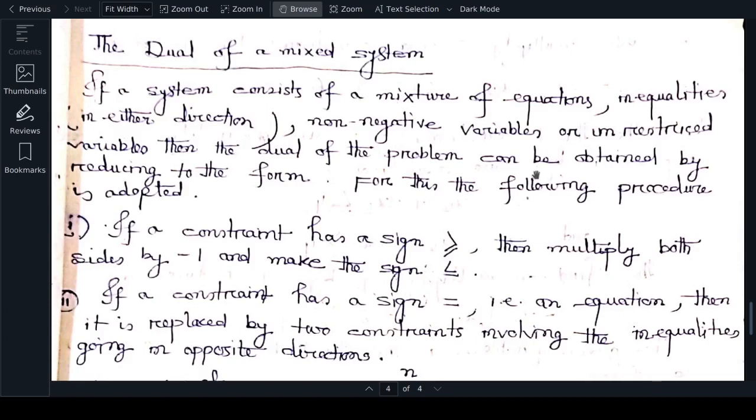First you check whether your objective function is maximization or minimization. If maximization, then all your constraints should be less than or equal to. Suppose the first constraint is greater than or equal to, then you make it less than or equal to by multiplying both sides by -1. The second constraint is less than or equal to, so no problem, it remains the same. Suppose the third constraint is an equality. How to convert it into greater than and less than symbols?